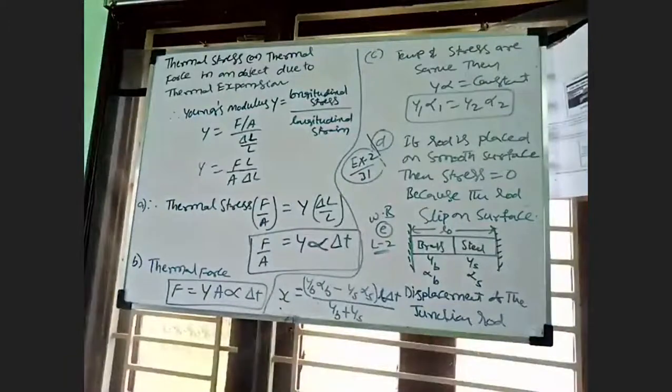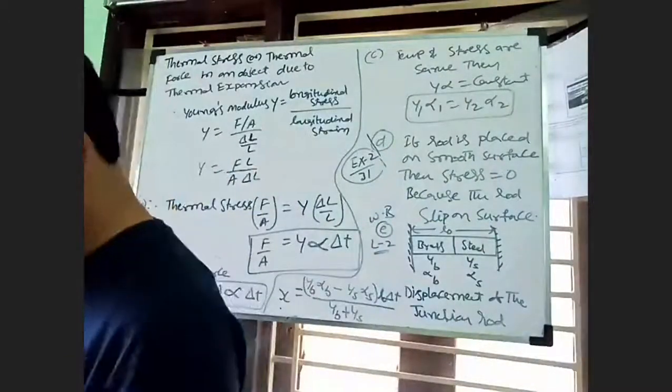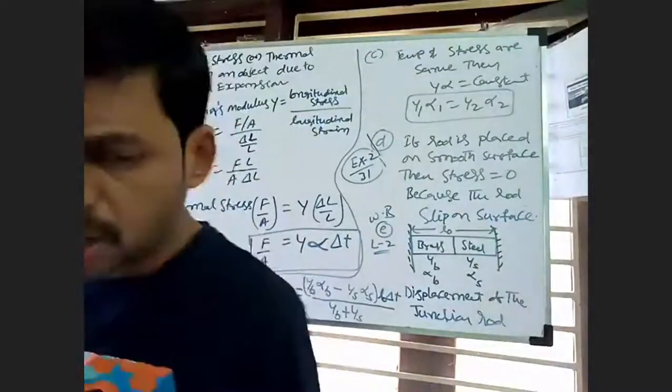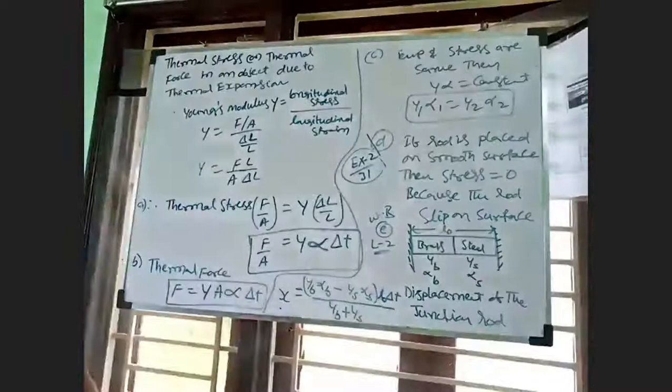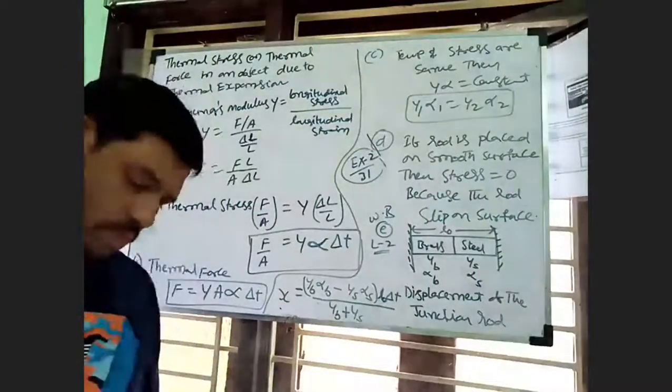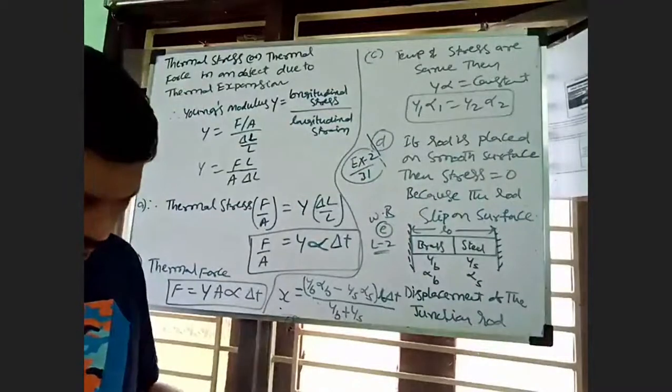Sir, in the question they will give Yb and Ys, no? Young's modulus, Y is the Young's modulus. Young's modulus values they will give in the question, no, sir? Is it given, or not given? Just wait.